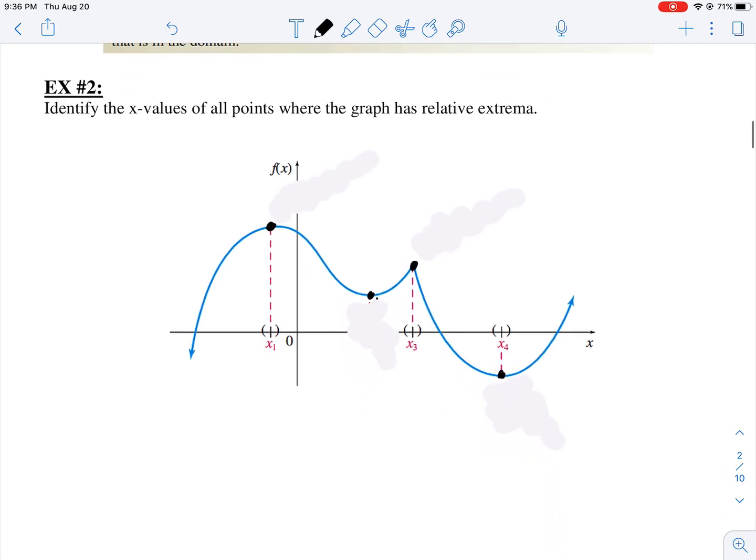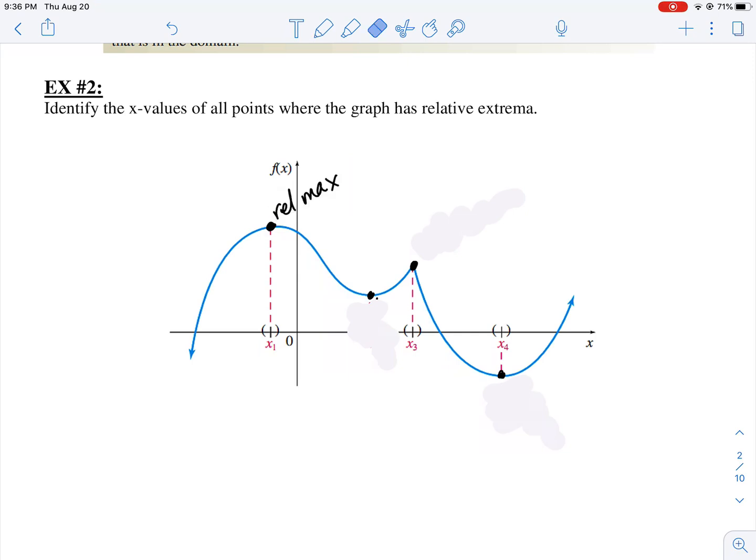If you look at this example number 2, it gives us a graph, kind of has a whole bunch of humps, hills, and valleys. Some of them are smooth, some of them are pointed. And it says here to identify the x values of all points where the graph has a relative extrema, a relatively high point or a relatively low point. So it gives us a couple of different x values here.